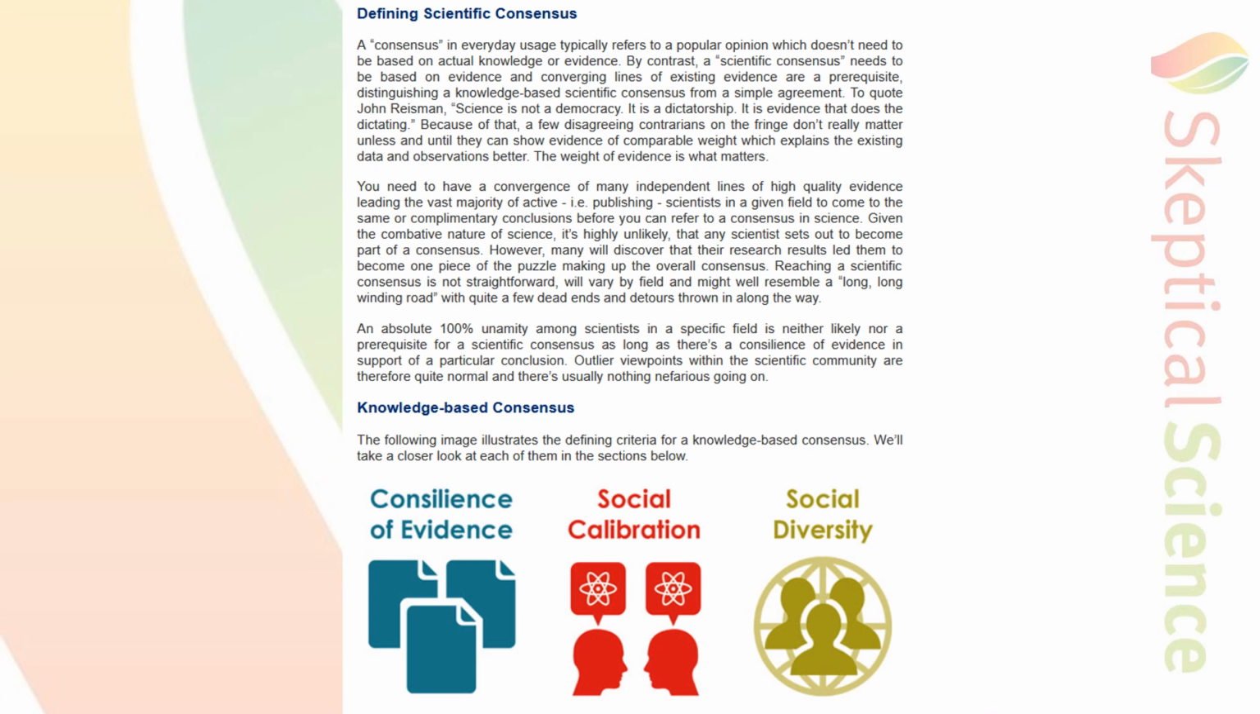Reaching a scientific consensus is not straightforward, will vary by field, and might well resemble a long winding road with quite a few dead ends and detours thrown in along the way. An absolute 100% unanimity among scientists in a specific field is neither likely nor a prerequisite for a scientific consensus, as long as there is a consilience of evidence in support of a particular conclusion. Outlier viewpoints within the scientific community are therefore quite normal, and there's usually nothing nefarious going on.